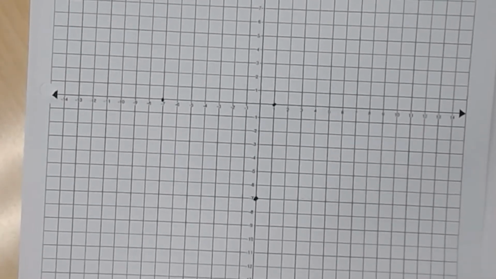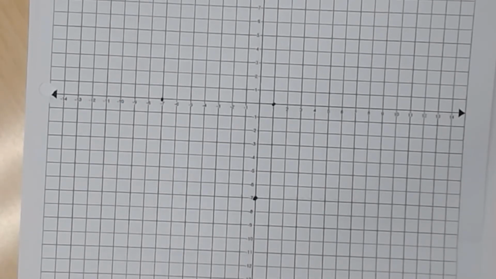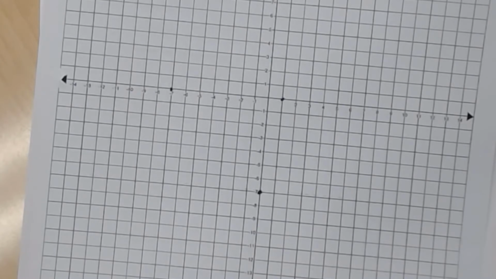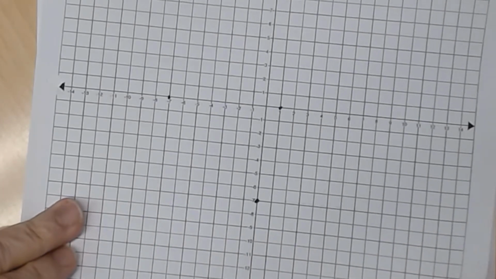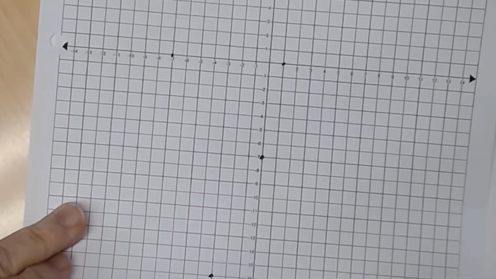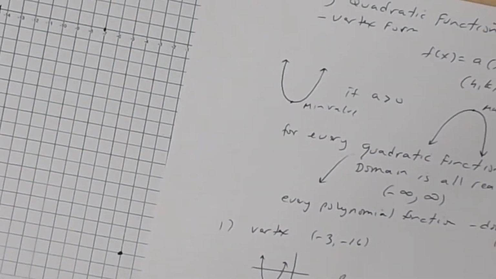At this point, what I would then do is draw the axis of symmetry. The axis of symmetry will help us to draw a somewhat nice looking parabola. So make sure you draw that.